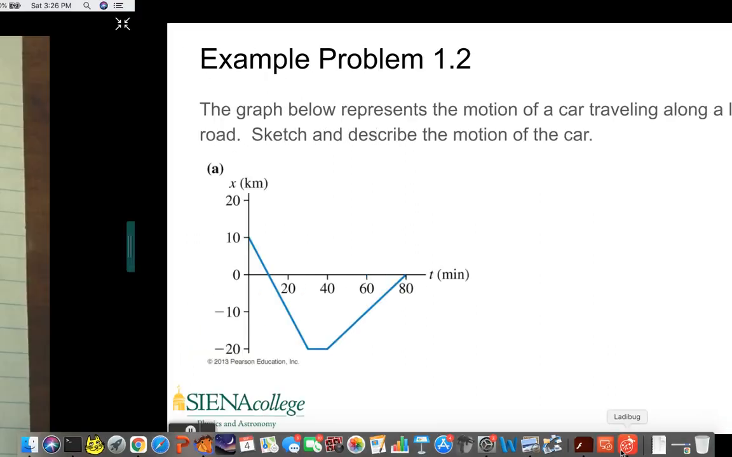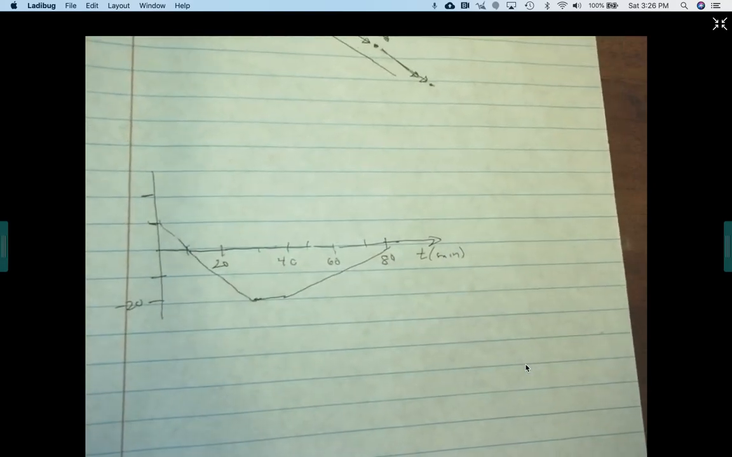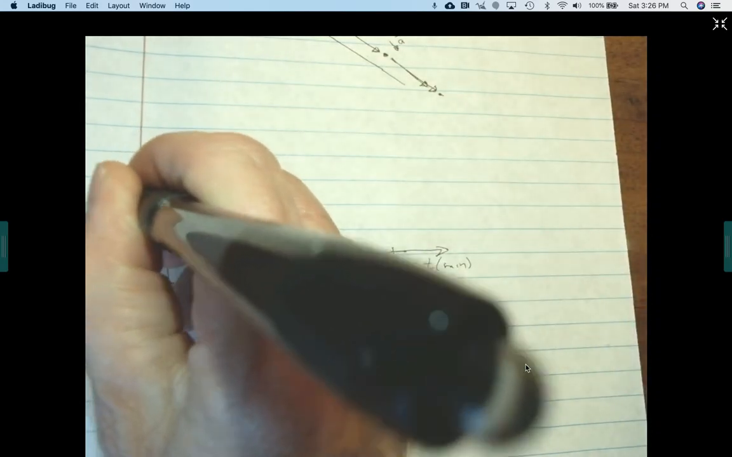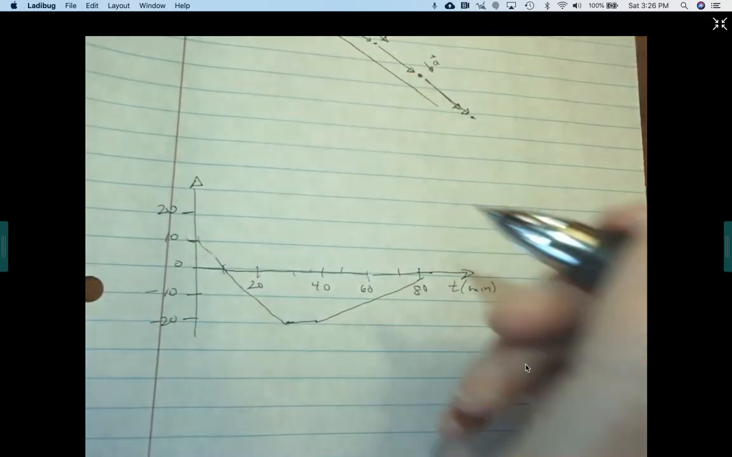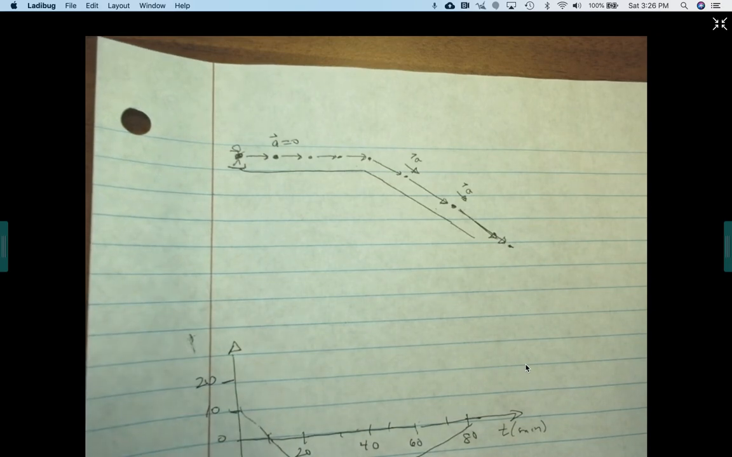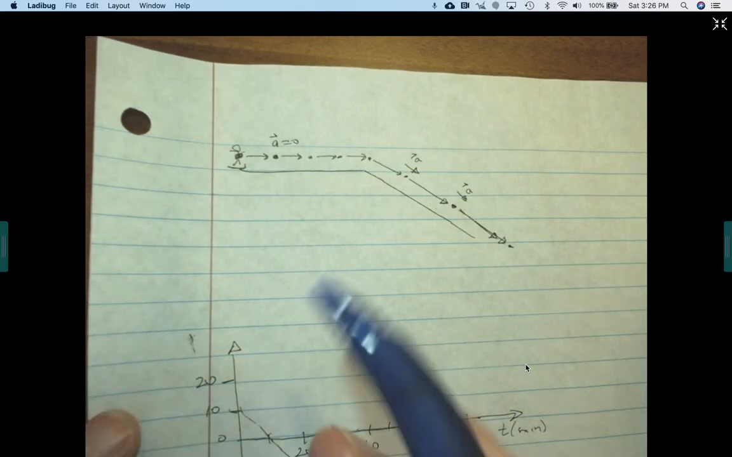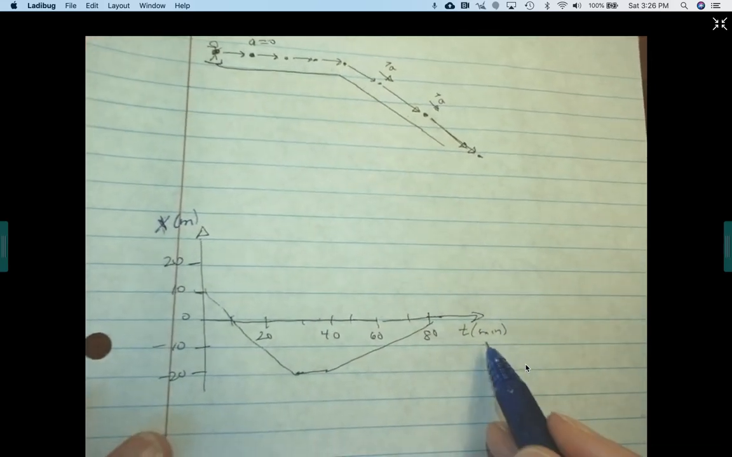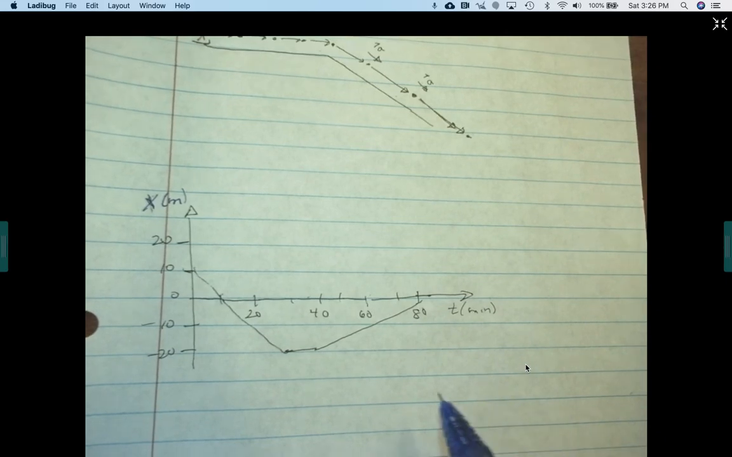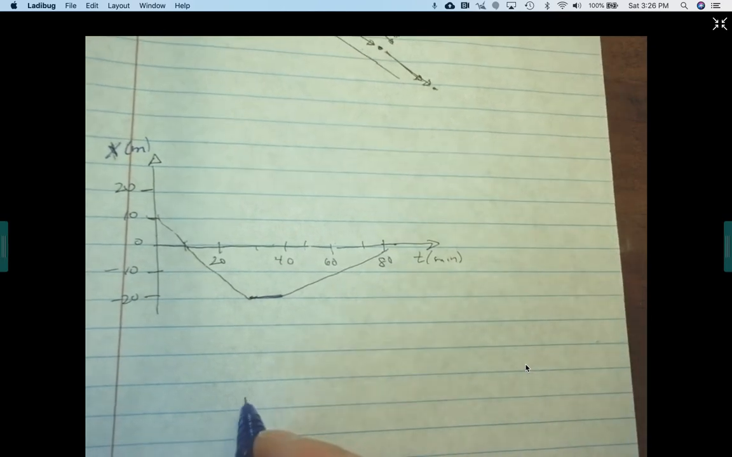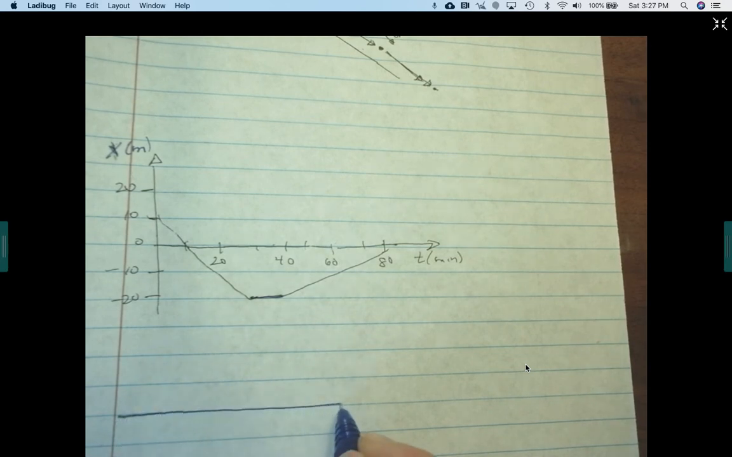Okay, so let's go to Ladybug. So that's my sketch. I just want minus 10, and this is 10, 20. So this is my x. That's my x position in meters, and that's my time in minutes. Okay, so we have to draw a motion map for this. What does the motion look like, and then describe the motion. This is one-dimensional motion, so we can draw our motion map just along a straight line.